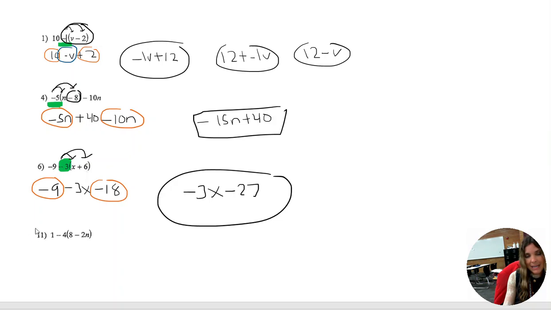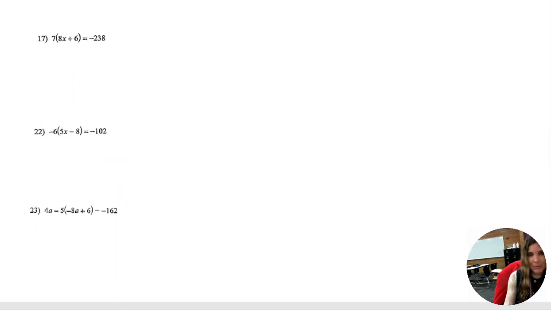Okay, and then the next one, number 11, is just like number 6. So we're going to go ahead and skip that one. And then we're going to move to solving a two-step equation that first needs to simplify.